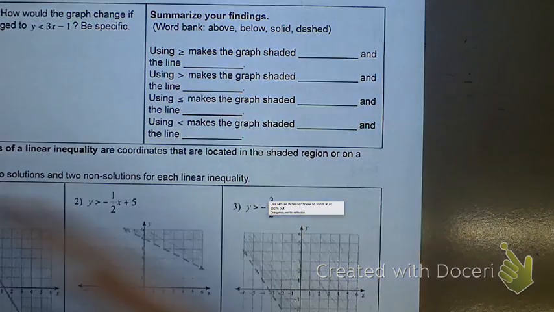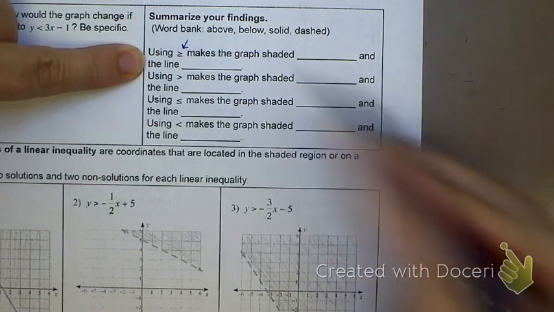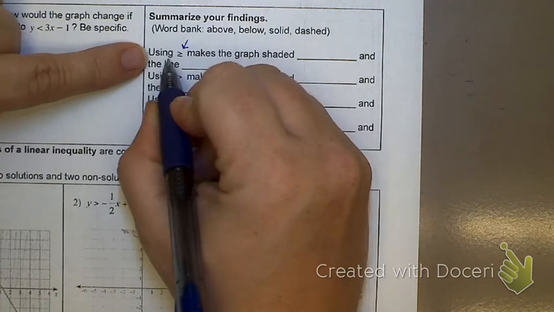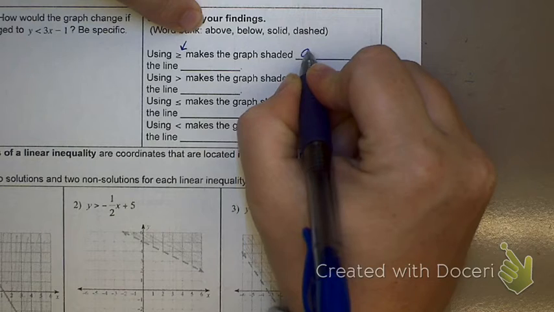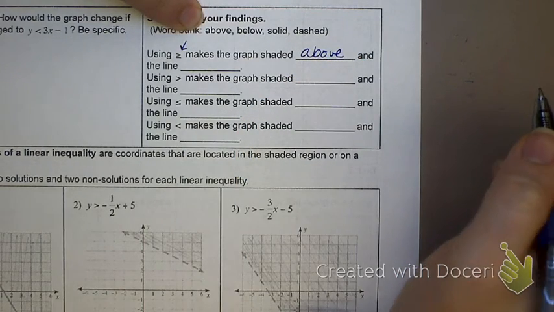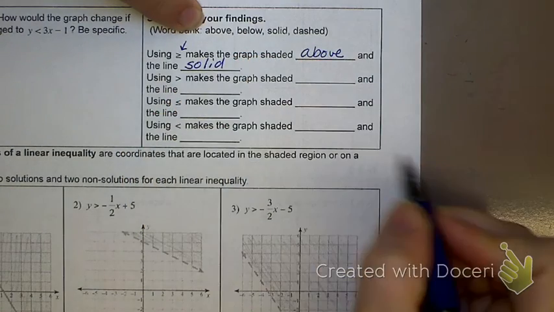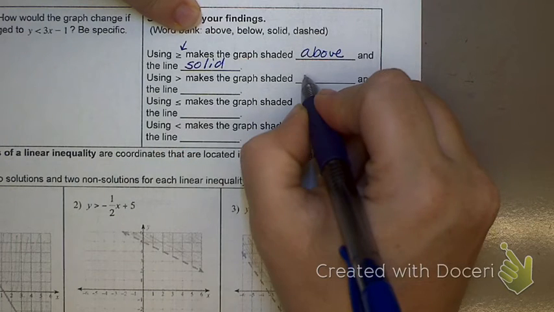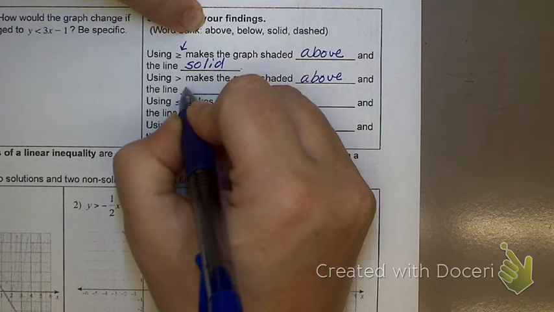Okay, so using that symbol, what is that symbol? Greater than or equal to. It makes the graph shaded what? Above. And then it makes the line what? Solid. Using the greater than sign makes the graph shaded what? Above. And the line? Dashed.